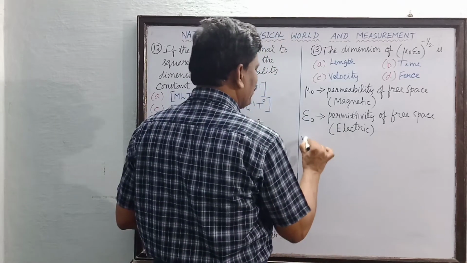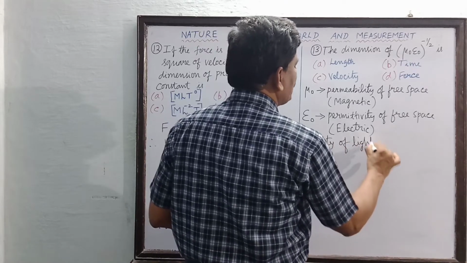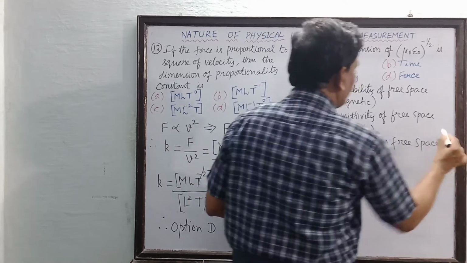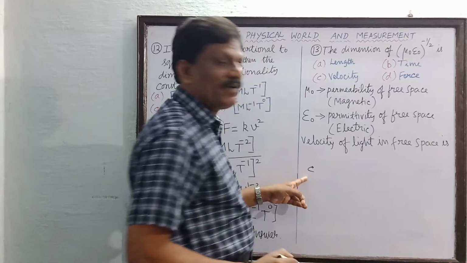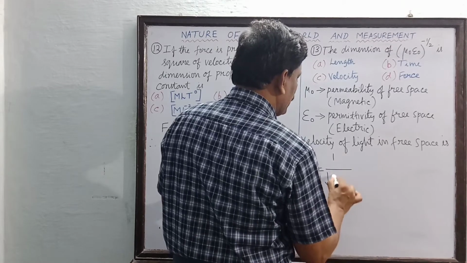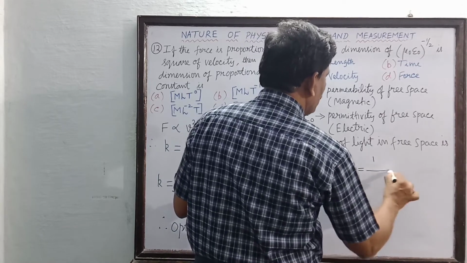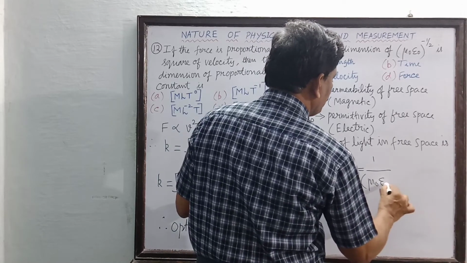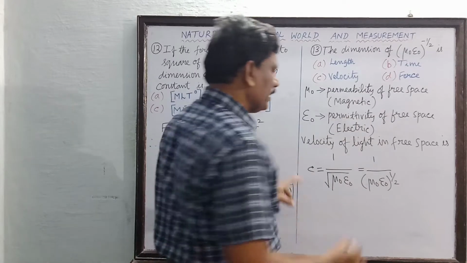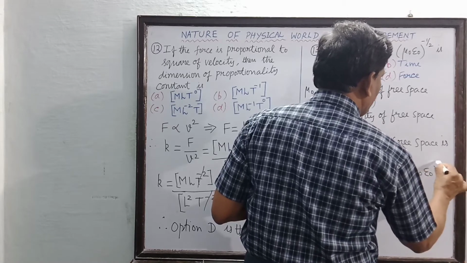That is represented by the formula: the velocity of light in vacuum or free space is given by c. C is the symbol for the velocity of light. So this is equal to 1 divided by the square root of mu naught into epsilon naught. Square root, so the power is half. When this comes to the numerator, this will be equal to (mu naught into epsilon naught) whole to the power of minus half.